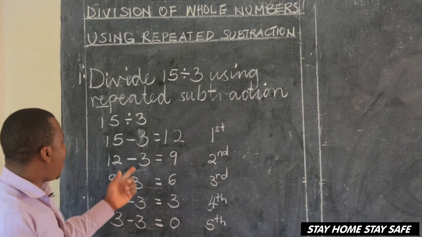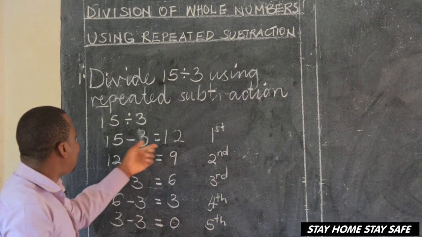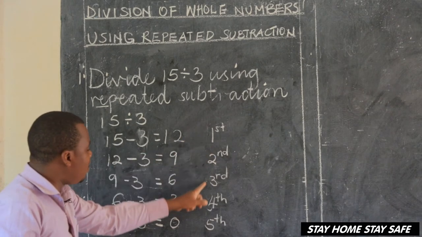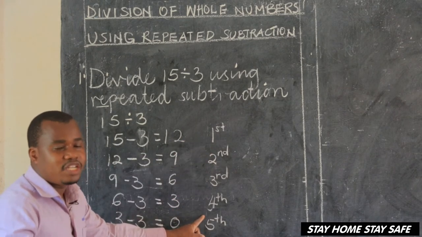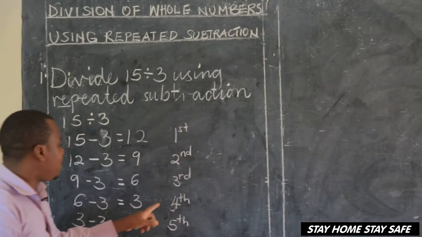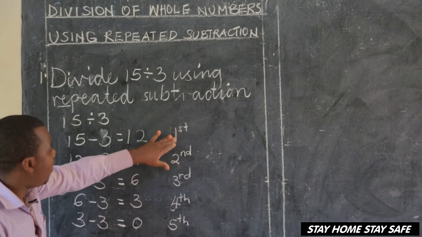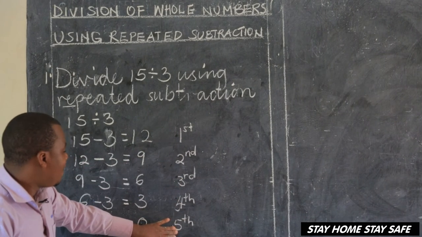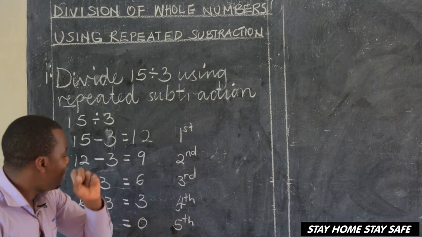That is why when I subtracted in the beginning, I called it first. So this is going to help me in counting how many times I have subtracted. So I will come here and count: 1, 2, 3, 4, 5. This is the 5th. So I subtracted 5 times.